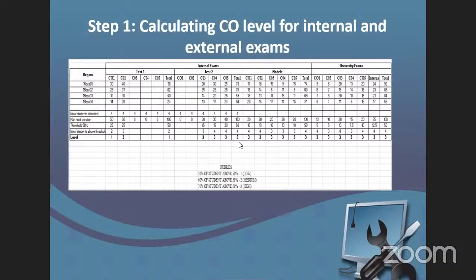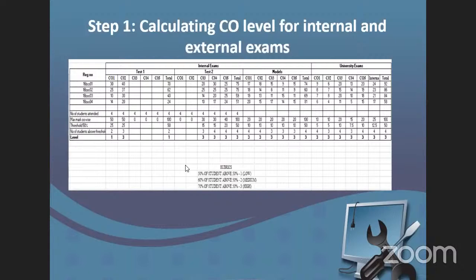So how am I going to evaluate this? You first note down the marks for CO1, based on the student's choice. If you take this particular register number, this student has secured 30 marks in CO1 and 40 marks in CO2, out of 50 each. Similarly, this student has secured 25 marks in CO1 and 37 marks in CO2. This student 10 marks and 30 marks. This student 14 and 20. Right? So the total number of students attended is 4.